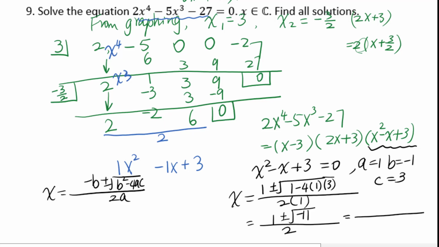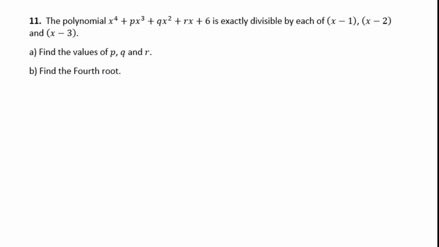So we have the final answer. 1 plus or minus square root of negative will be i square root 11. This will be x3 and x4. So all the solutions to this equation will be x equals 3, negative 3 over 2, 1 plus or minus square root of 11 i over 2. Let's go to number 11.